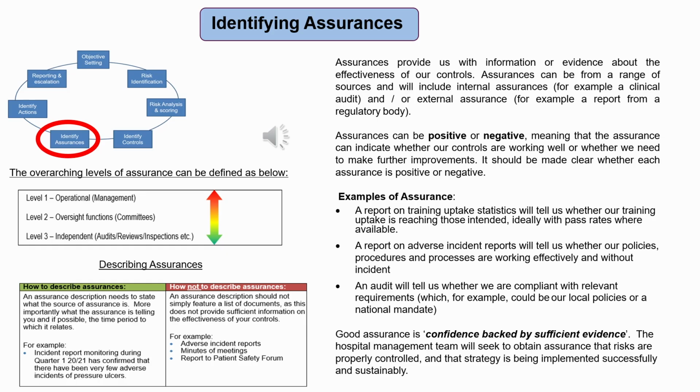Some examples of assurance. A report on training uptake statistics will tell us whether our training uptake is reaching those intended, ideally with pass rates where available. A report on adverse incident reports will tell us whether our policies, procedures and processes are working effectively and without incident. An audit will tell us whether we are compliant with relevant requirements, which, for example, could be our local policies or a national mandate. Good assurance is confidence backed by sufficient evidence. The board will seek to obtain assurance that risks are properly controlled and that strategy is being implemented successfully and sustainably.